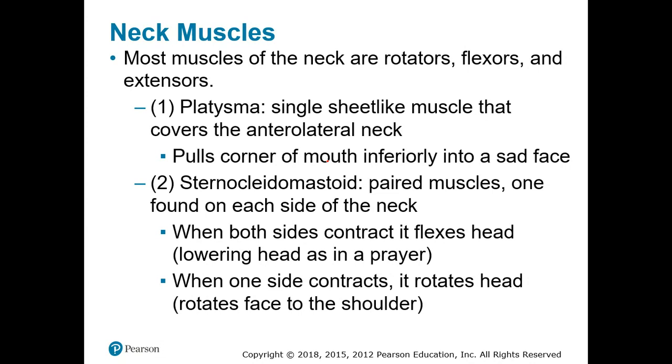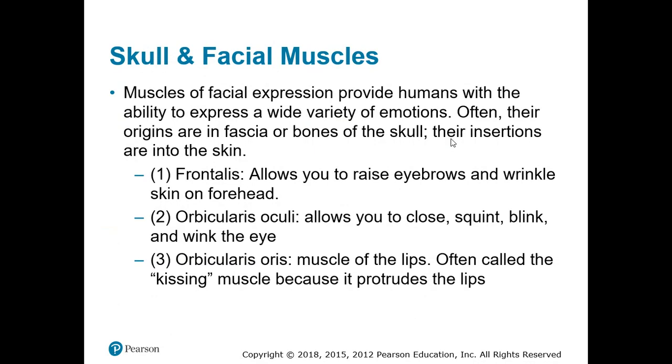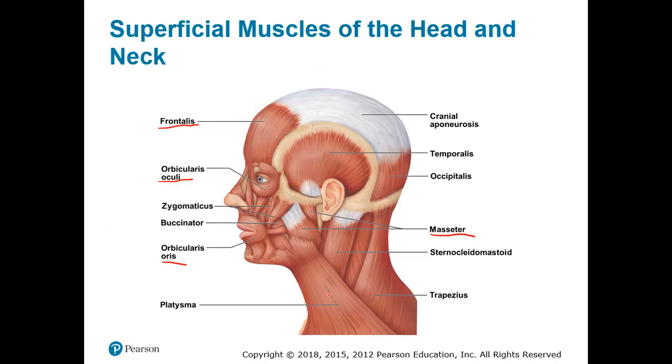This is a single sheet-like muscle that covers the anterior lateral neck. So anterior, remember, means front, and then lateral means to the side. And this actually helps pull the corner of your mouth inferiorly or down into a sad face. So if I look back up at this image, it's going to be this huge muscle right here in the front to the sides of your neck. So we see it here on the lateral side on the front.